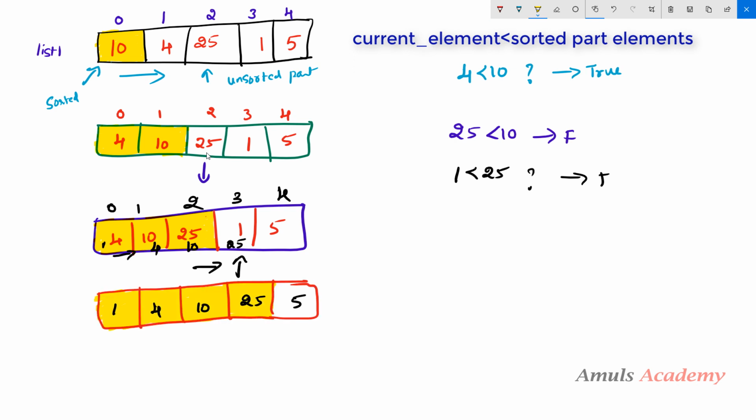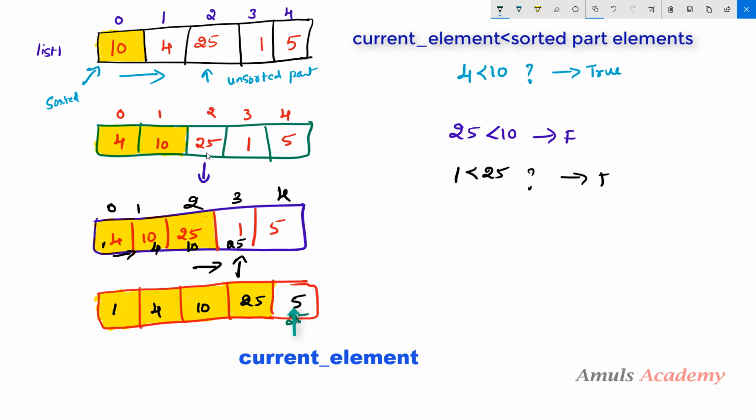Okay, so now this is the sorted part and this is the unsorted part. In the unsorted part we can see only one element, that is 5. So again I need to find out its correct index. I need to place 5 in the sorted part in the correct index. So for that I need to compare it with the sorted part elements. So whether 5 is less than 25, true. So 25 will move here.